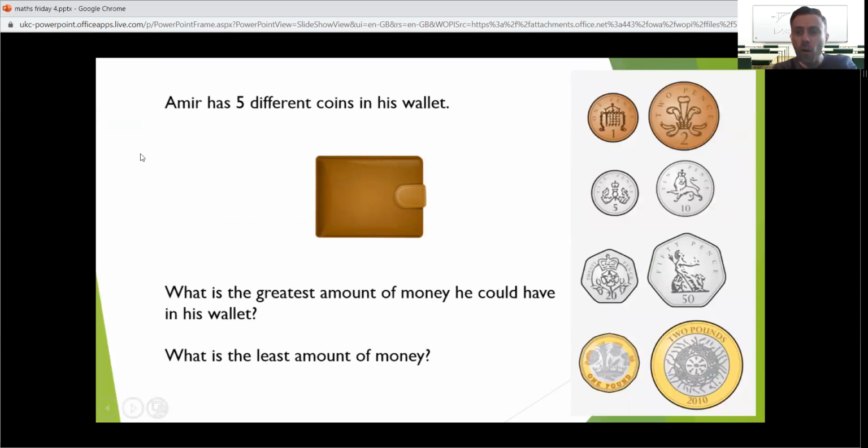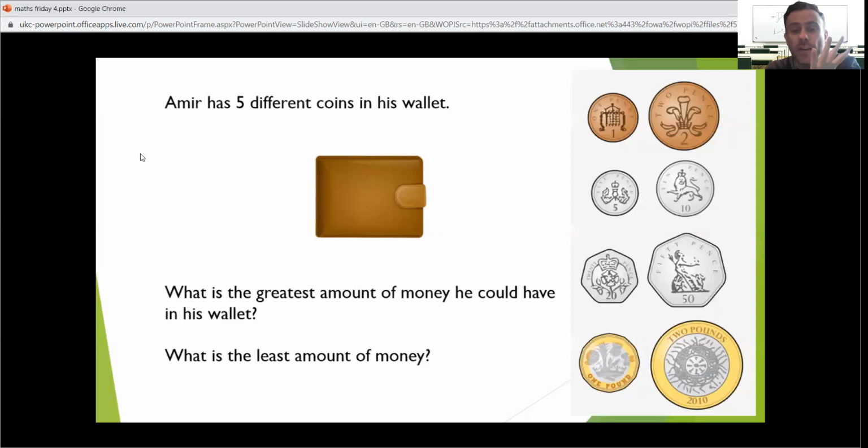It's Amir again. Oh, I love it when Amir's on our little videos. Amir has 5 different coins in his wallet. Amir with all the money. They are the coins at the side there. We've got a 1p, a 2p, a 5p, a 10p, a 20p, a 50p, a £1 and a £2. So what is the greatest amount of money he could have in his wallet? And what's the least amount of money he could have in his wallet? Obviously, Amir, we're hoping for the most money. But I want you to tell me what's the most money you could have with 5 different coins, and what's the least money you could have with 5 different coins.